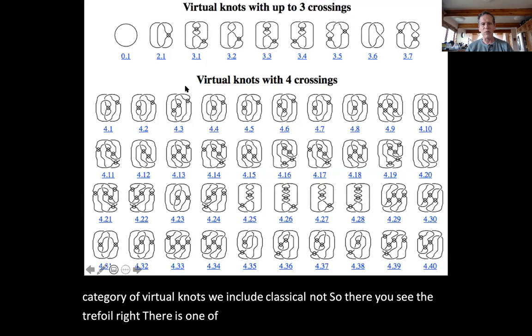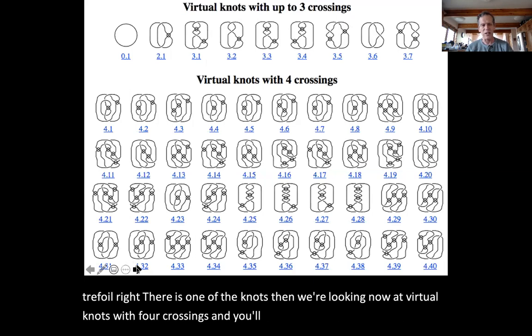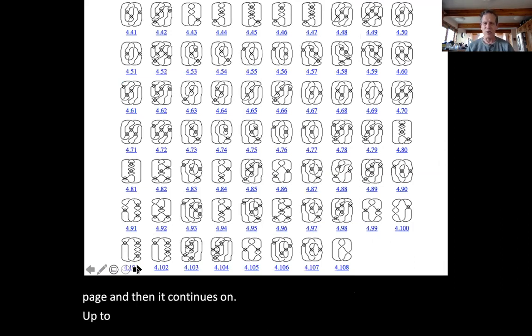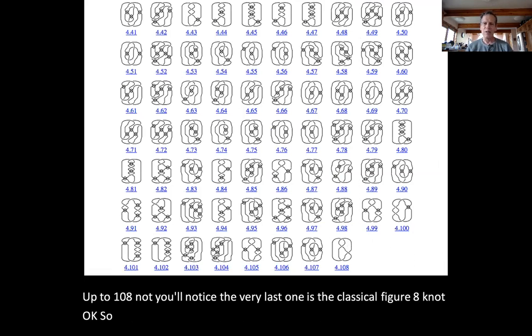Then we're looking now at virtual knots with 4 crossings, and you'll see there's up to 40 on this page, and then it continues on up to 108 knots. You'll notice the very last one is the classical figure 8 knot, okay? So we have 108 virtual knots of 4 crossings.